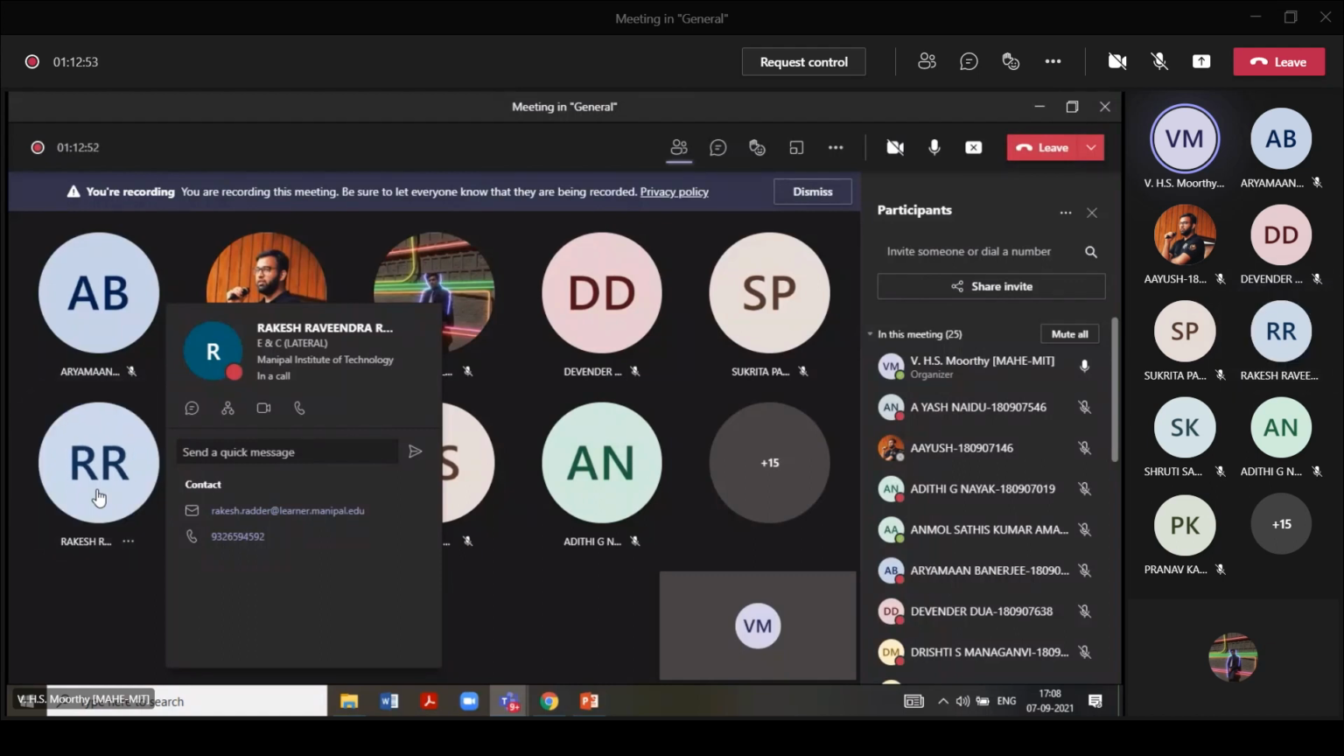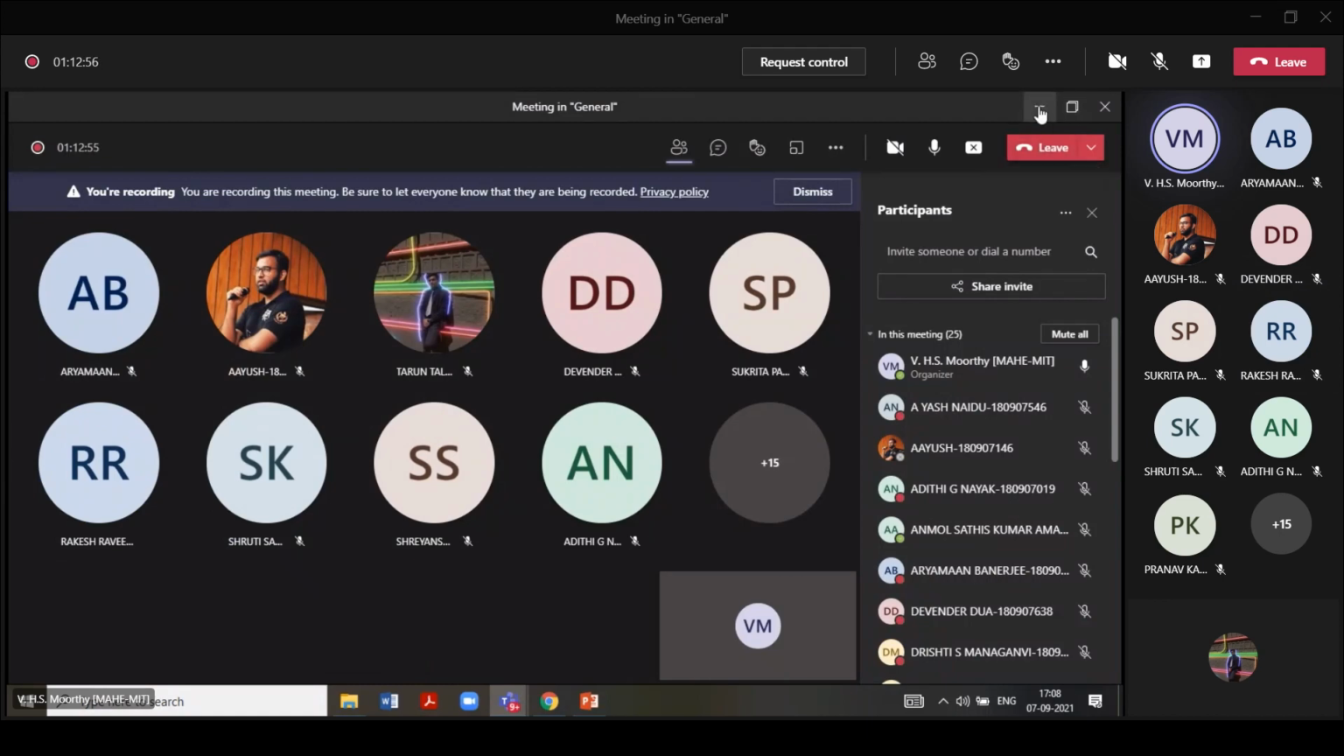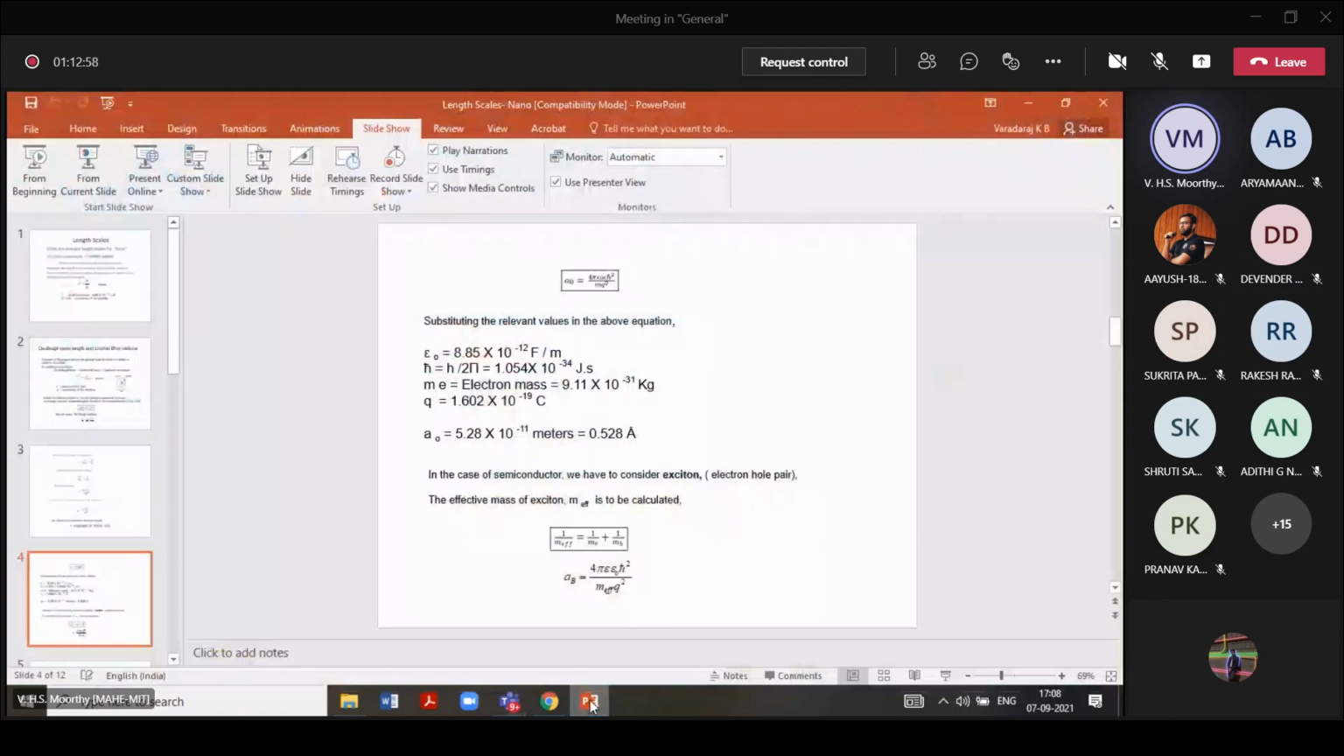Yes, sir. Okay, fine. So it is important for you to do this type of problem because it may look very easy, only a substitution problem, but it gives a very important insight into the material and understanding. That's the important thing to remember. A0 means, as we discussed, the radius of the first orbital, the 1s orbital, in hydrogen.